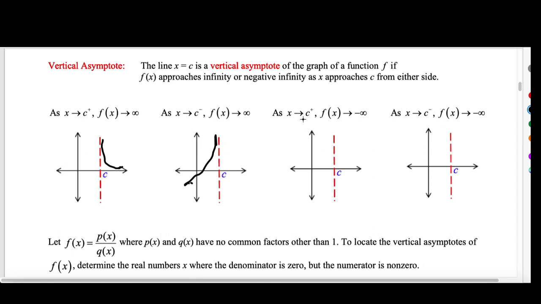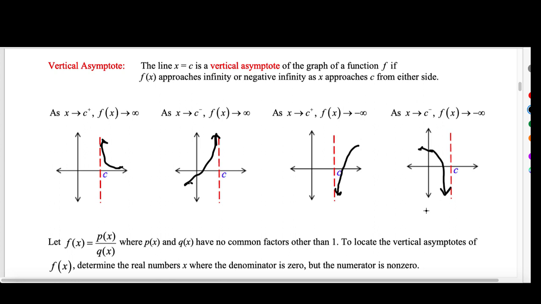As x approaches c from the right, f of x goes to negative infinity, right? It keeps decreasing without bound. That would be something like this. Putting a little arrow on there would be helpful just to specify the direction. And over here, as x approaches c from the left, f of x approaches negative infinity, right? So this would be something like this. Keeps going down without bound, okay?